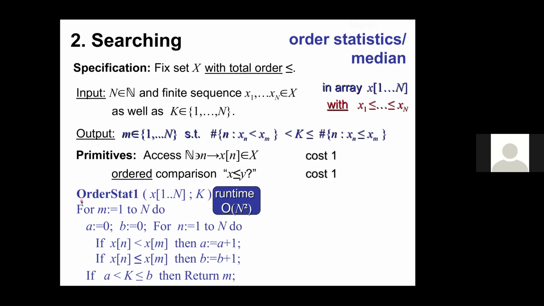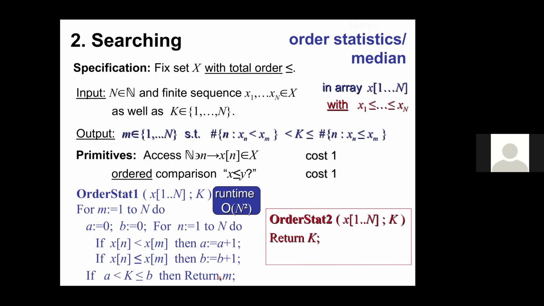Now we had two algorithms. The one is order stat 1. What this does is it takes an m and calculates these numbers by simply testing every n. If xn is less than xm, it lands in this set, so I augment the size of this set, and if it is less than or equal, it lands in the other set, and I augment that size. If the sizes fit in this way, then m is correct, and I can return it. Then we noticed that if the array is ordered, I can save myself this whole ordeal and simply return k itself.